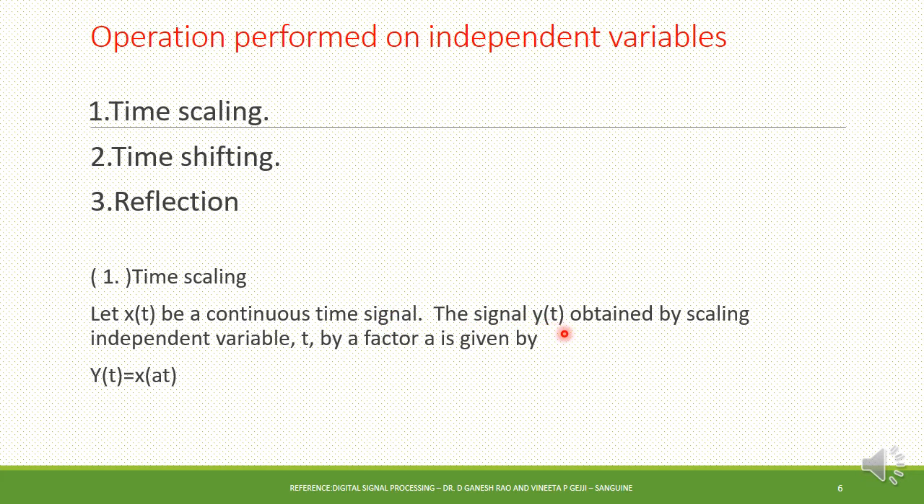The resultant signal y of t is obtained by scaling the independent variable by a. So how do you write it? y of t is equal to x of a t. That means when the independent variable is multiplied by a in x of t, you get the time scaled signal.